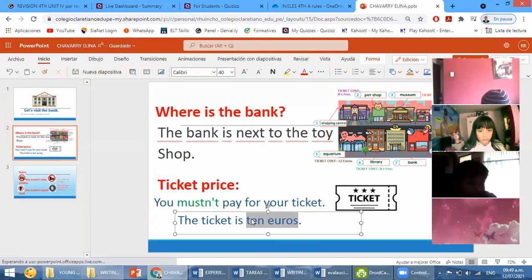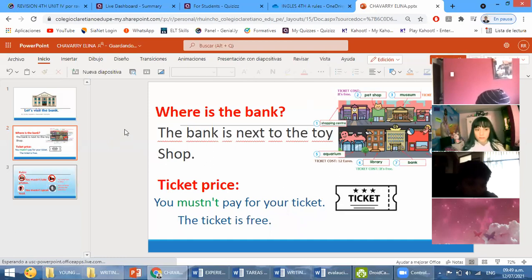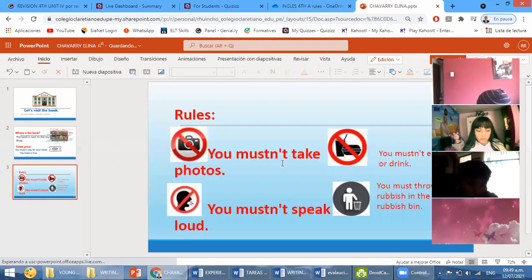Como no pagamos, ponemos the ticket is free. Oh, come on. Free. The word is free. The ticket is free. And then you mention four rules. Like this, no? You mustn't take photos. This is for the bank. You mustn't speak loud in the bank. You mustn't eat or drink in the bank. And you must throw rubbish in the rubbish bin. That's good. And now it's okay, Elena.